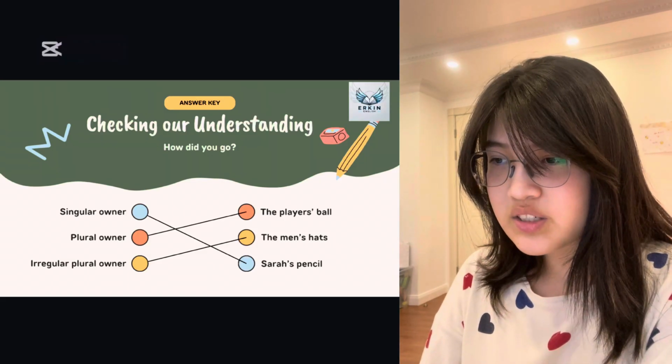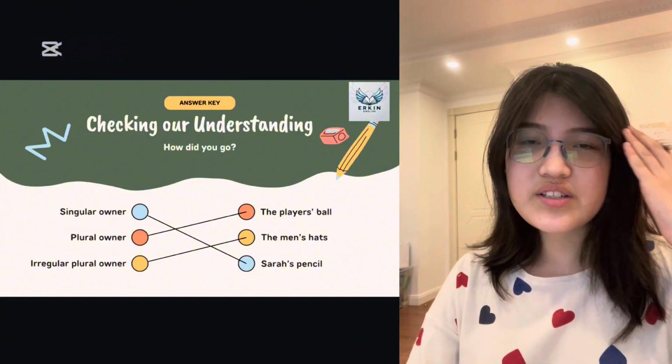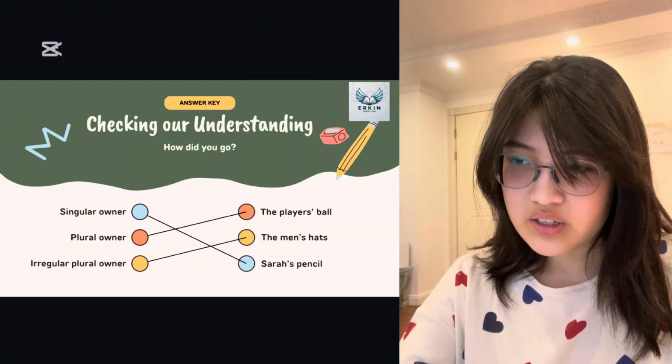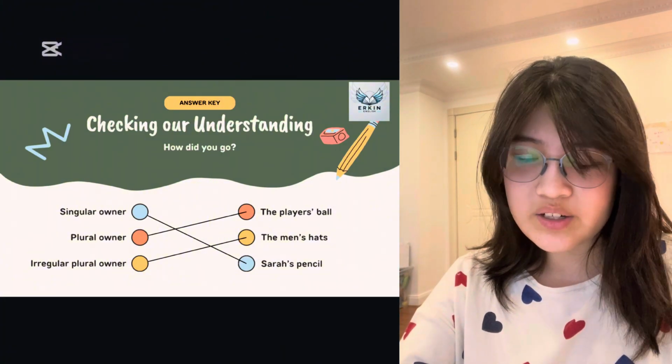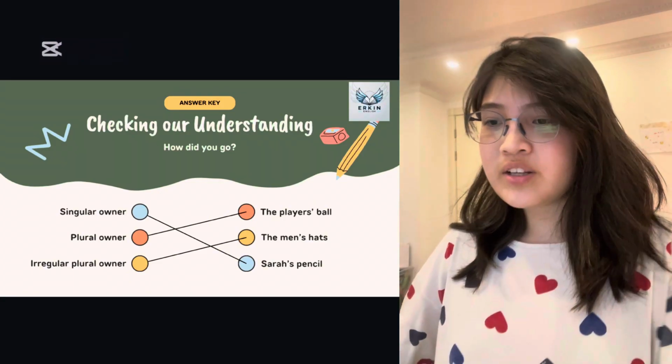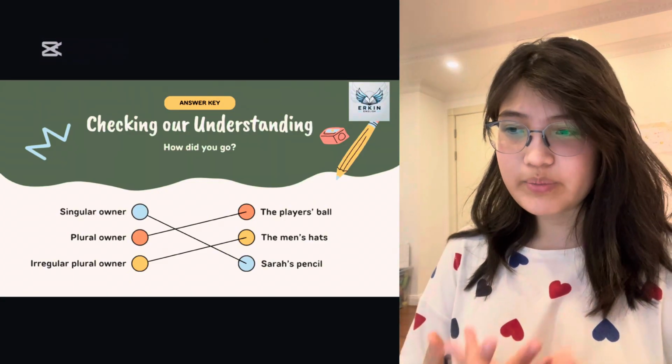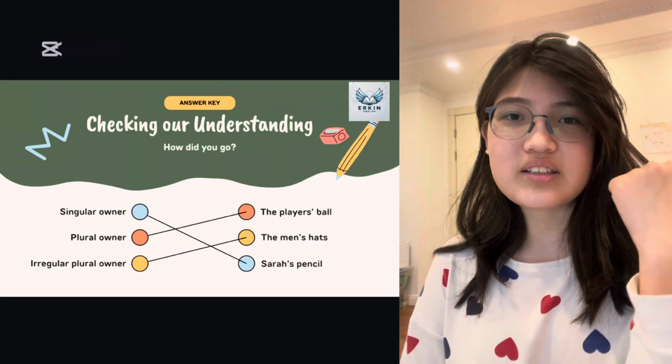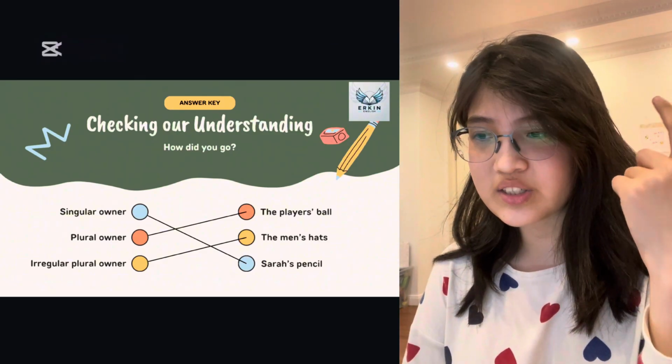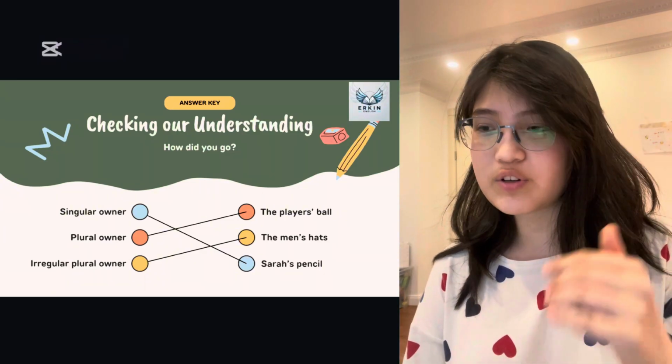Then the plural owner is the players' basketball. Players is multiple people, so it's plural, and we only add an apostrophe. Okay, so the irregular plural owner is the men's hat. Men, as I said before, is an irregular plural noun, so it doesn't end with an S, so we can add an apostrophe with an S.